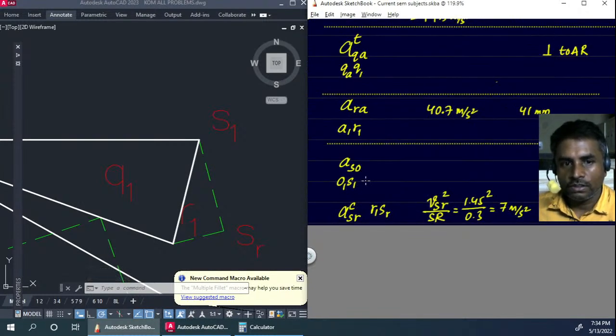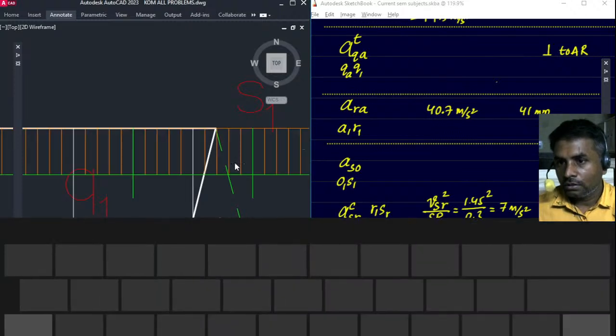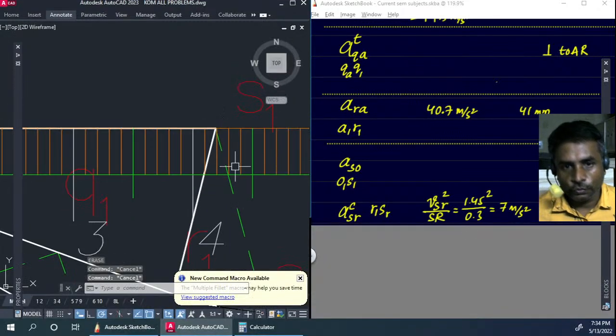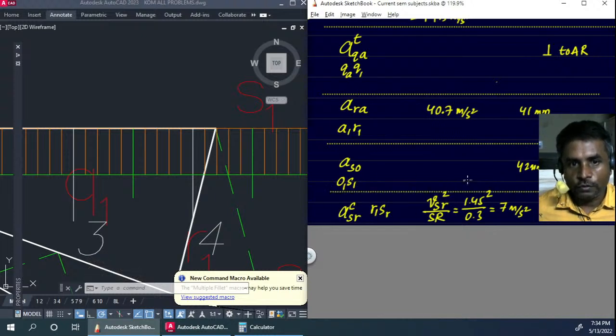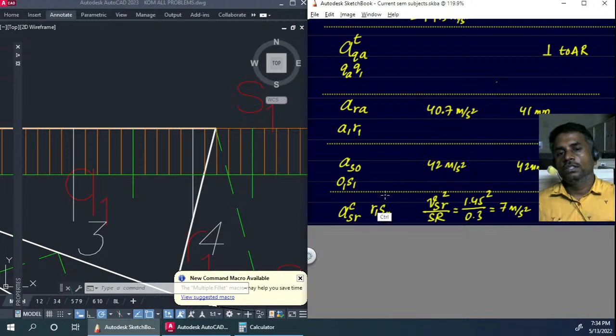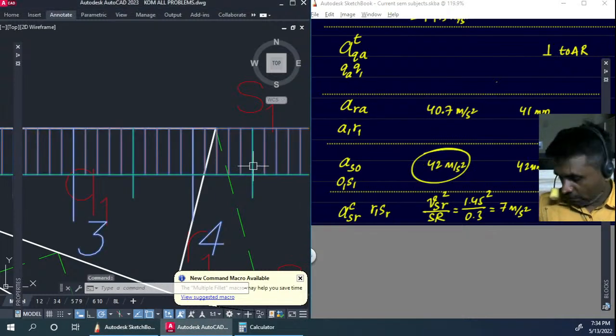O1 S1 had told that it is going to be horizontal, and so we're getting 42. So 42 mm is what we are getting here for this particular acceleration. And then when we need to convert it back, we get 42 meters per second square. So that is our answer. That is the acceleration of our slider.